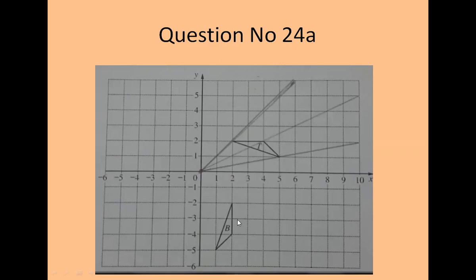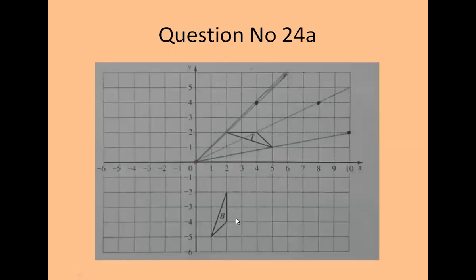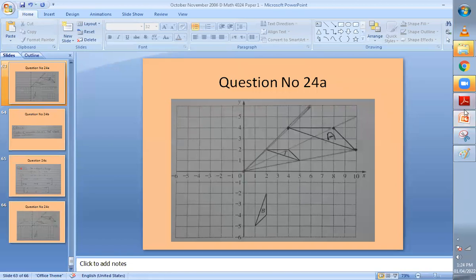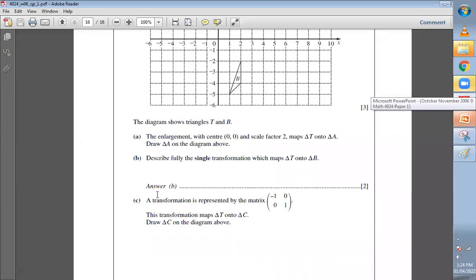And it will be, I think, here. So let me show you, I have done this. Okay, so you can see that I have put those dots and then I will join those dots. And that's the triangle A. This is how you enlarge. Okay, so hopefully you understand this. And let's move to the next part.